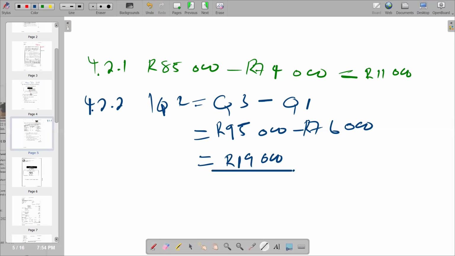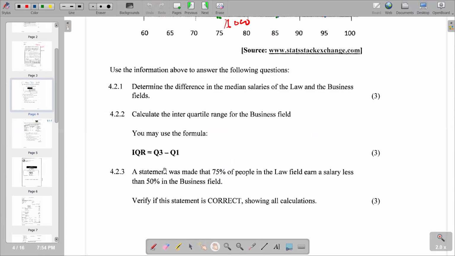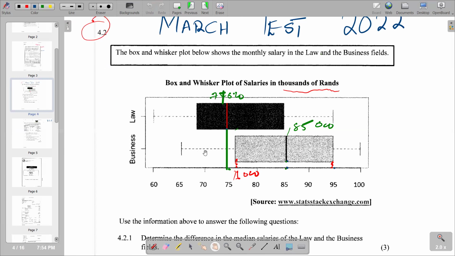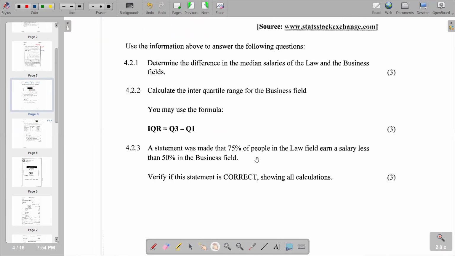Then we go to the last part according to this video, whereby we are saying, instead, a statement was made that 75% of people in the law field earn a salary less than 50% in the business field. Verify if this statement is correct, show all calculations. So basically, we are just going to refer to our box and whisker plots, and we'll try to find out about that situation that we have presented there, whereby we are saying 75% of people in the law field earn a salary less than 50% in the business field.